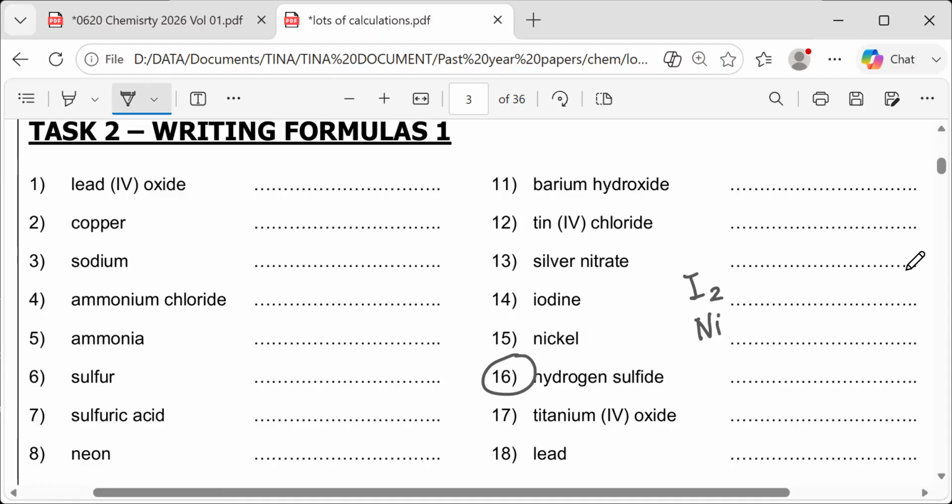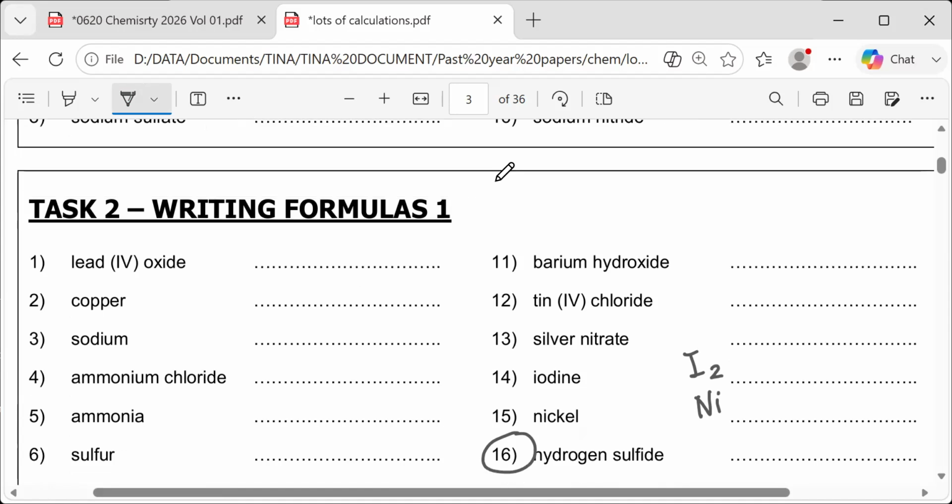What's the formula for sulfuric acid? I forgot. Okay. So sulfuric acid, the key acids, right? Nitric acid is hydrogen with nitrate. Sulfuric acid is hydrogen with sulfate. And hydrochloric acid is hydrogen with chloride. So those are the three acids.